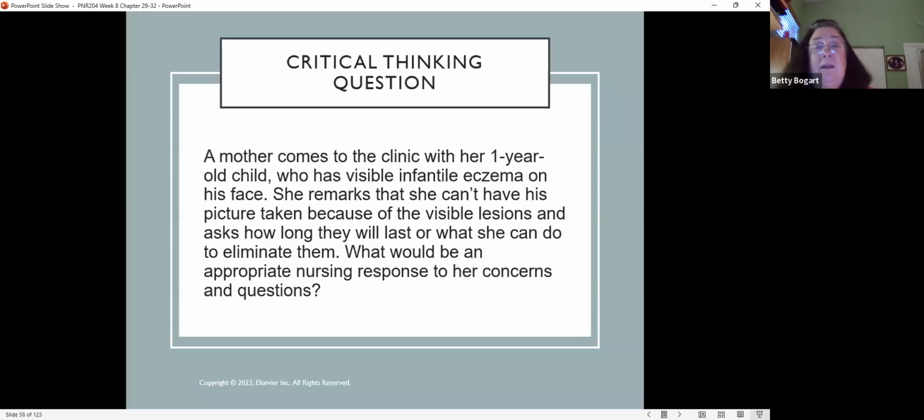So a mother comes to the clinic with her 1-year-old child. She has visible infantile eczema on her face. She remarks that she can't have this picture taken because of the visible lesions and asks how long will they last or what she can do to eliminate them. What would be an appropriate nursing response to her concerns? When do you think they would go away? Infantile eczema. Do you really have an answer for it? Some heal quicker than the others. I wouldn't really have a total answer.